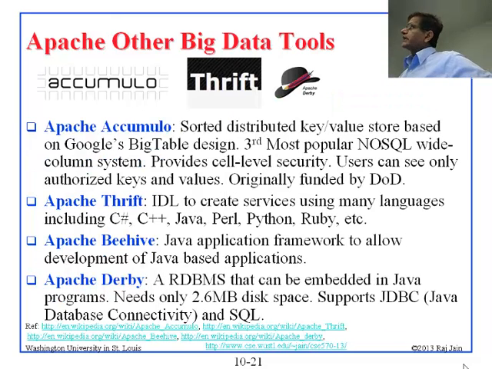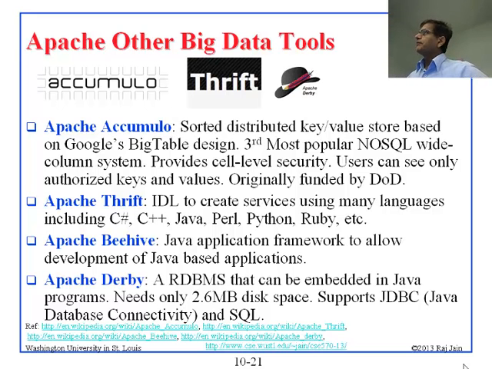So Thrift is another interface description language, basically another name for API, to create services using many languages. So this basically allows you to write your service in C, C++, Java, Perl, Python, Ruby, etc. So this is just the API. It converts those languages into whatever is required below.